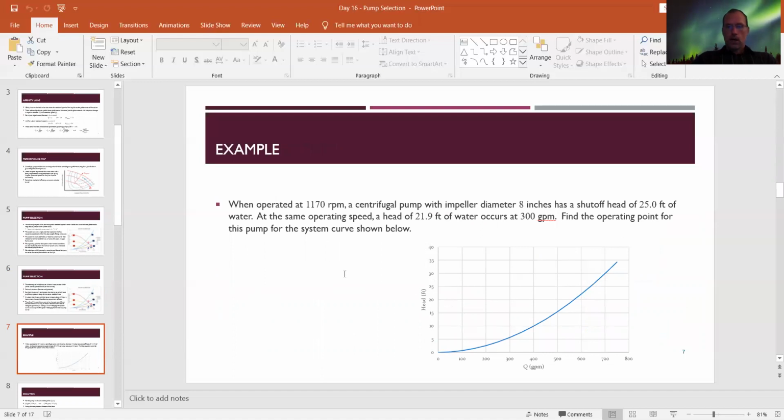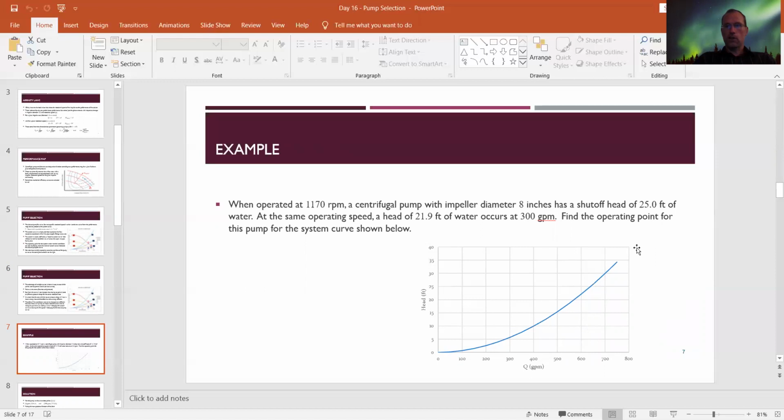So, example of finding the operating point. I have a pump operated at 1170 RPMs, has an impeller diameter of 8 inches, shutoff head 25 feet of water. Same operating speed, so same rotational rate, I find a head of 21.9 feet of water at a flow rate of 300 gallons per minute. I want to find the operating point for this pump.